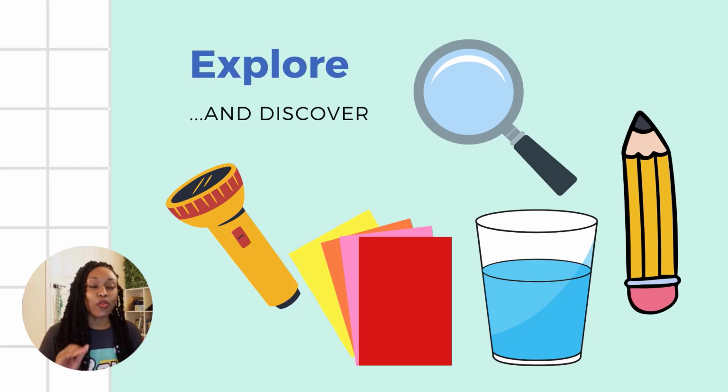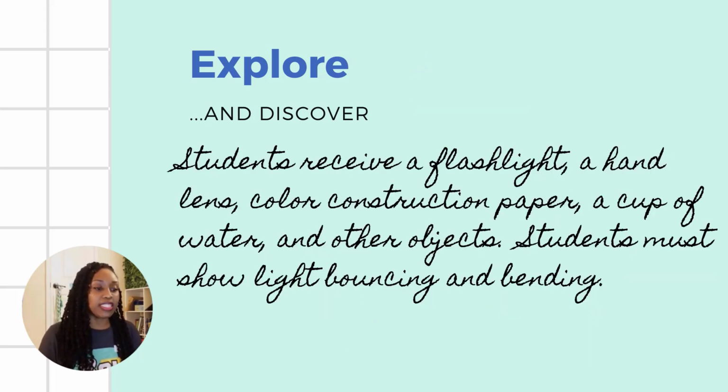During the second E, we go right into explore. After piquing their interest, after hooking them in, I'm going to throw them right into exploration and discovery. For my lesson, I'm going to give them a hand lens, a flashlight, a pencil, some construction paper, as well as other materials. I may have them do it individually. Most likely I'll put them in groups and I'll just have them explore. I'll ask questions, I'll get them to think, but I really want them to just get messy, get dirty, and explore with the materials that they have in front of them. In my lesson plan, students receive a flashlight, a hand lens, and some other materials. Students must show light bouncing and bending.